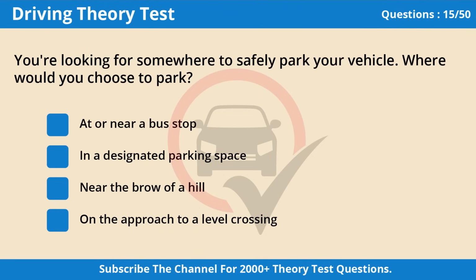Question 15. You're looking for somewhere to safely park your vehicle. Where would you choose to park? A. At or near a bus stop. B. In a designated parking space. C. Near the brow of a hill. D. On the approach to a level crossing.